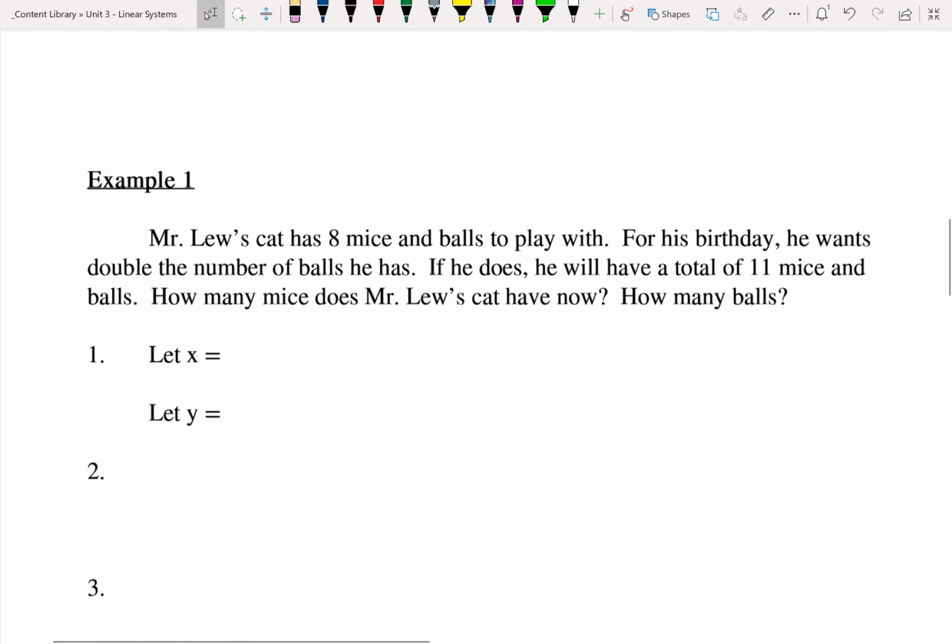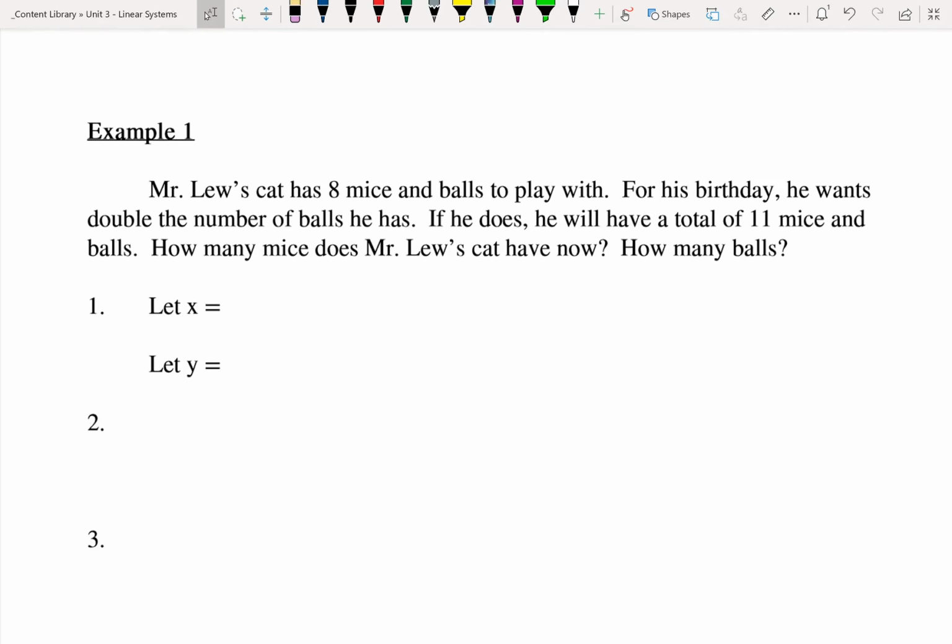So in example 1, Mr. Lou's cat has 8 mice and balls to play with. So 8 total of the mice and balls. For his birthday, he wants to double the number of balls he has. If he does, he will have a total of 11 mice and balls. How many mice does Mr. Lou's cat have now, and how many balls? So what we're going to do is go through and come up with two equations and figure out what our variables are going to be.